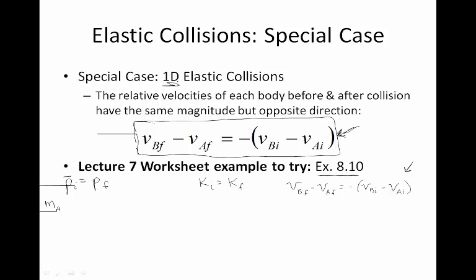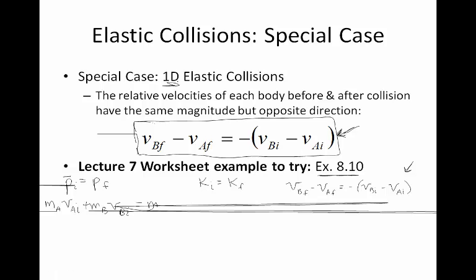So M_A V_A initial plus M_B V_B initial equals M_A V_A final minus M_B V_B final. Sorry, that's getting really mucked up with those lines there.